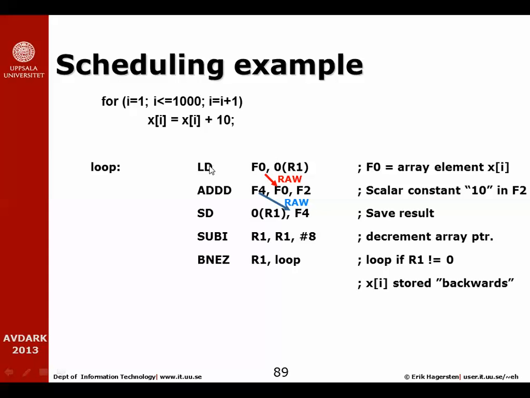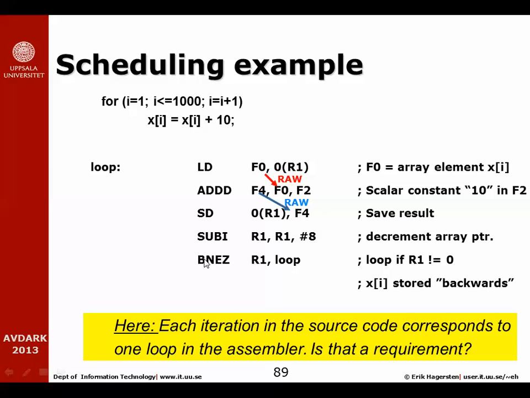In this implementation of the assembler code, there is a correspondence between each loop in the source code and each loop at the assembler level. The first time you go through, i equals 1, next time i equals 2, and so on. It's a good correlation. However, is this really a requirement?